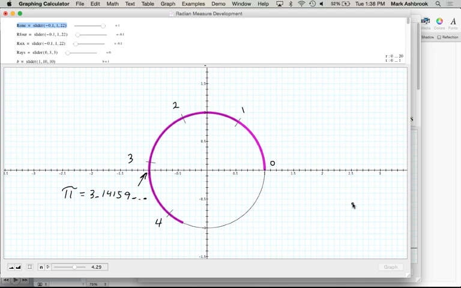Okay, so that's the first thing we're going to do. We're going to take that radius length and measure distance around the circle with the radius length, starting from the positive x-axis and going counterclockwise. We can mark off these distances: 1, 2, 3, 4. Halfway around is pi. All the way around is then 2 pi radius lengths.